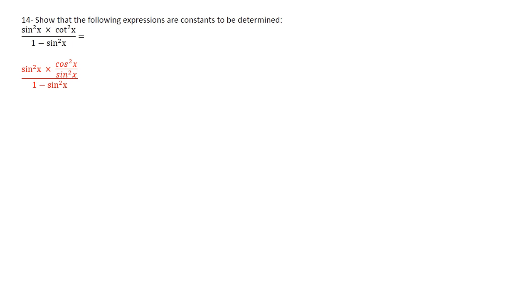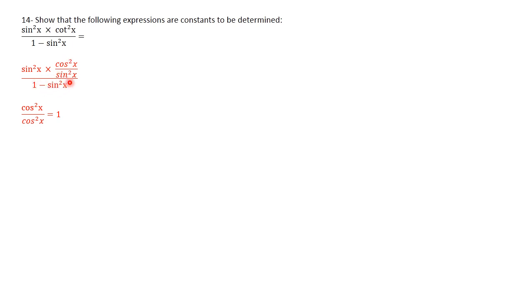Okay, so instead of cotangent squared, we wrote cosine squared over sine squared. And now the whole expression you can simplify sine squared x by sine squared x. So what do you get? You get cosine squared over 1 minus sine squared. What's 1 minus sine squared? It's cosine squared. Why? Because cosine squared plus sine squared equals 1. So cosine squared equals 1 minus sine squared. Okay? And now cosine squared over cosine squared equals 1. And that's the constant that you have to determine.